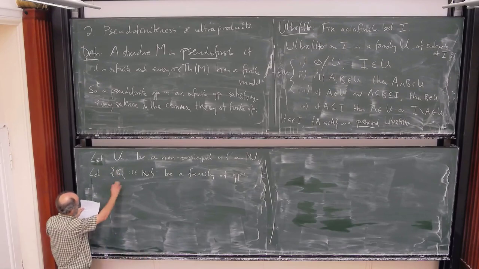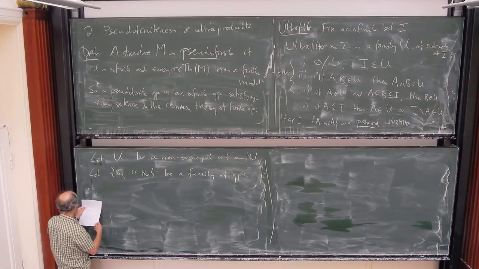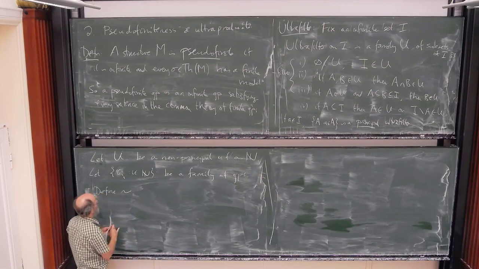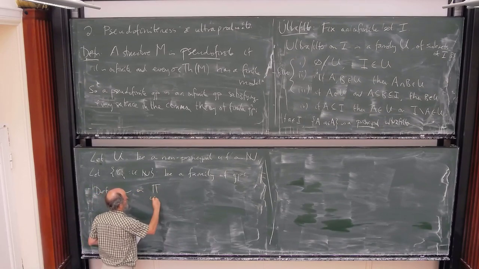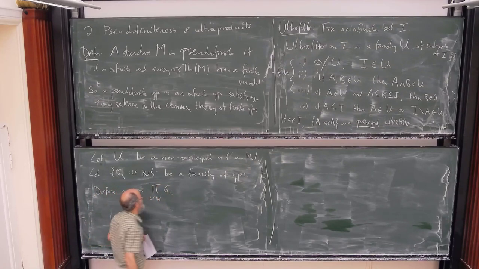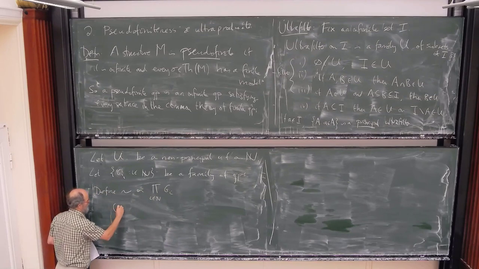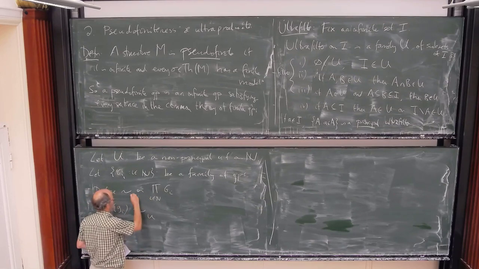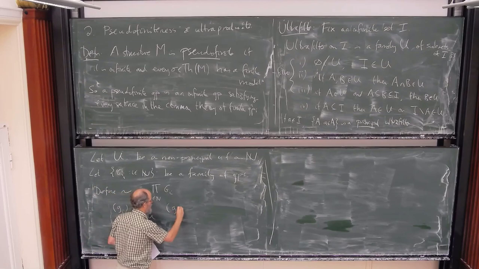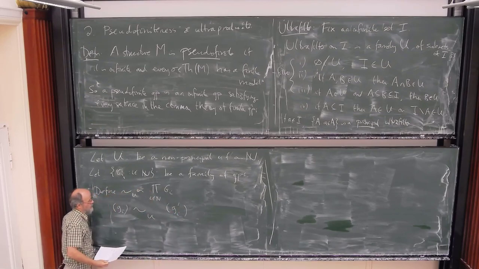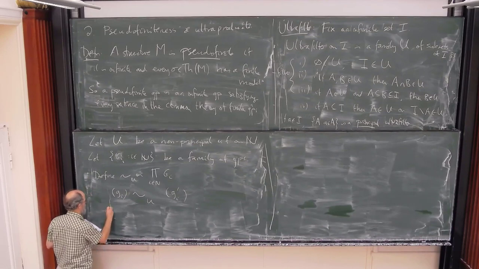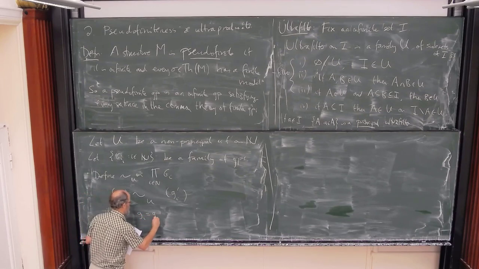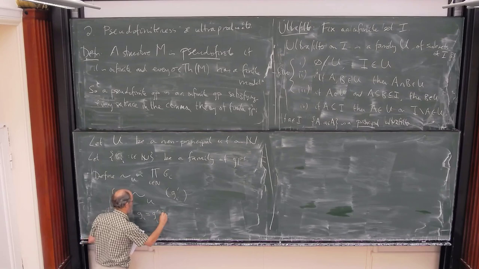So we look at the Cartesian product of the groups, and we define an equivalence relation, given by the ultrafilter, on the Cartesian product of the groups. We say the sequence (g_i), an element of this Cartesian product, is equivalent to the sequence (g_i') if they are equal almost everywhere, that is, if the set of all i such that g_i equals g_i' is in U.